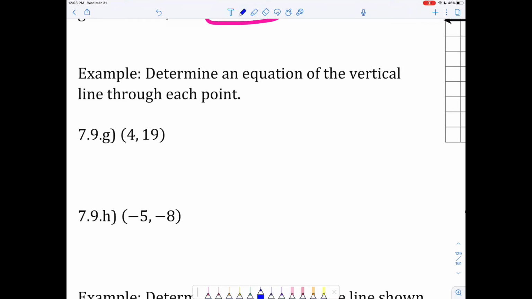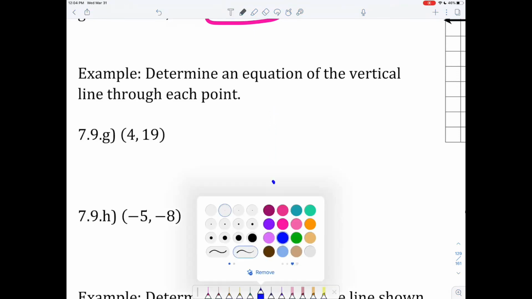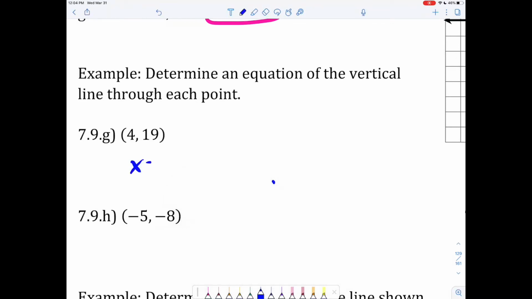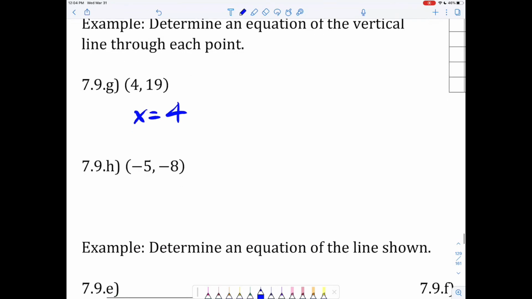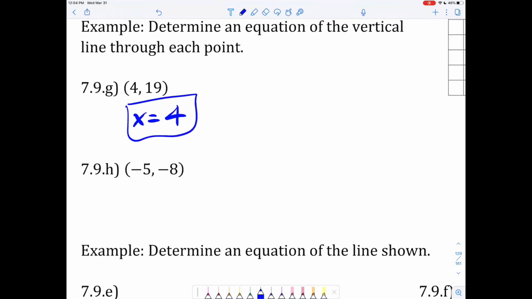So if it's vertical, that means x is always the same, and it doesn't matter what y is, right? Because no matter what y value we're at, x is always the same. Therefore, I'm just going to say x is equal to this x value over here, which is 4. And in the same way, I can do the others. Now note, this isn't in any particular form of a line that we've used, but again, it does not say what type of equation, just any equation really.